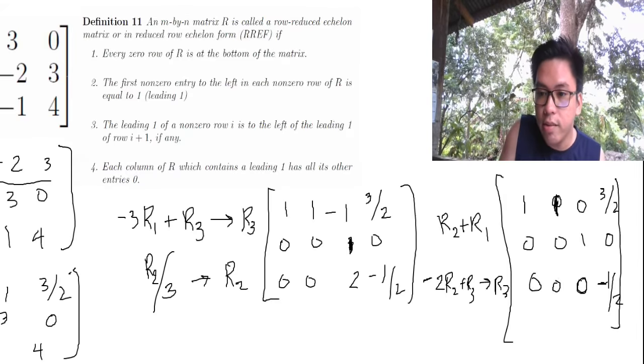Okay, so that's it. This is now my reduced row echelon form of a matrix A.